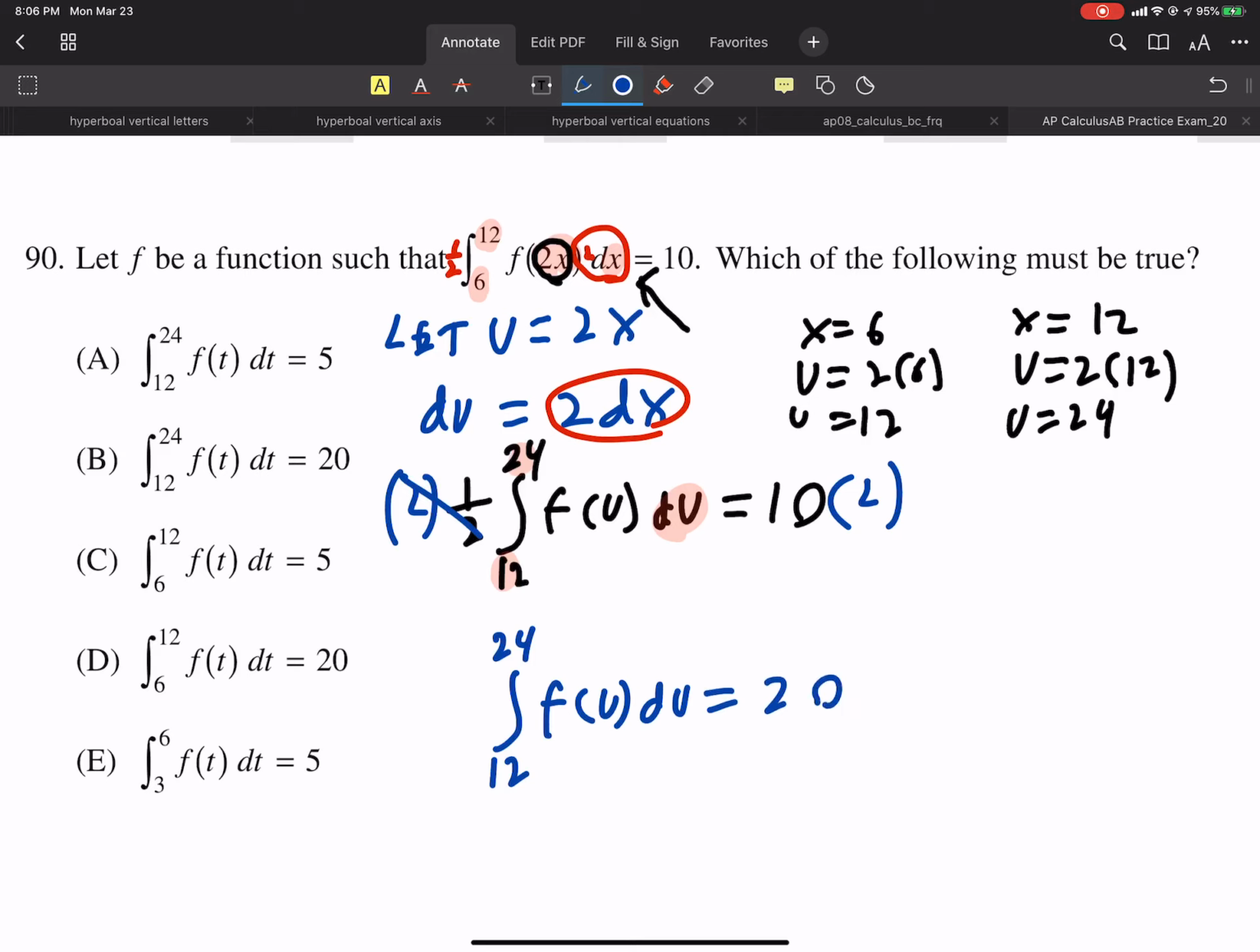Now, you might be bothered that we have u's and not t's, but the variable does not matter. It's just a dummy variable. We can just replace all the u's with t's and it comes out the same. So we have our answer right there. And hopefully that was 3.